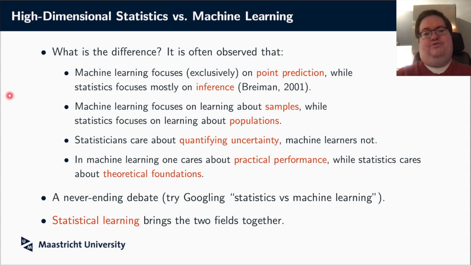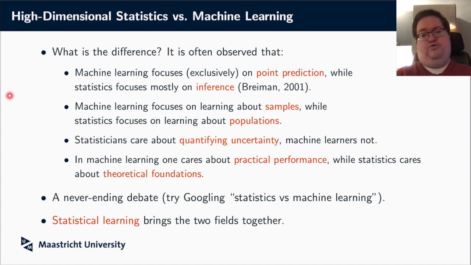Related to that is the notion that some people say that in machine learning people only focus on the actual samples, whereas in statistics we focus on populations. So you could argue that prediction is saying something only about the particular sample if you don't want to generalize. In statistics we often do want to generalize because we want to say more than just the samples we have at hand.